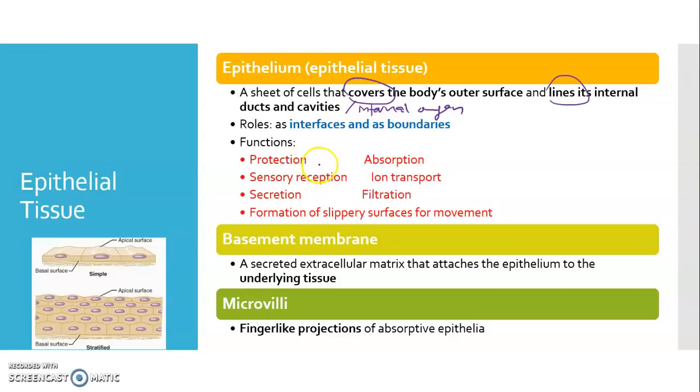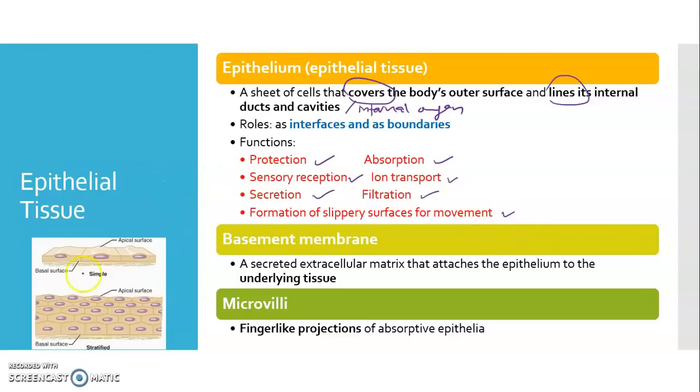Okay, there are a lot of functions for the epithelial tissue. It can be protection, absorption, sensory reception, secretion, filtration, ion transport, and also the formation of a slippery surface for movement. Okay, the epithelial tissue structure also consists of the basement membrane.